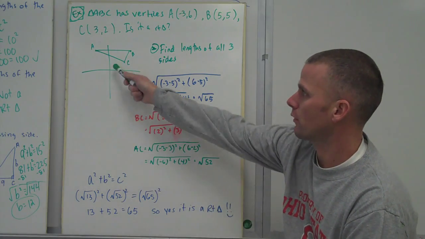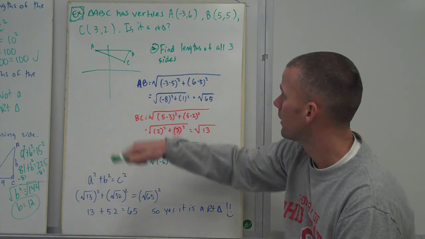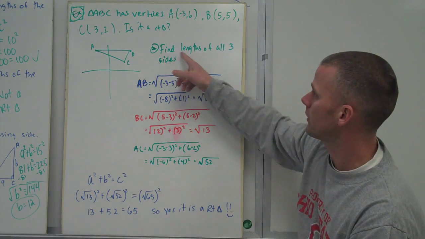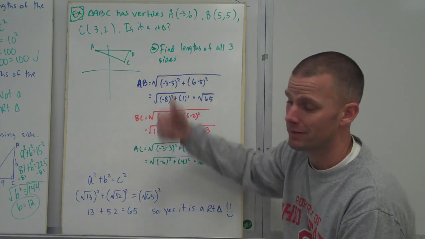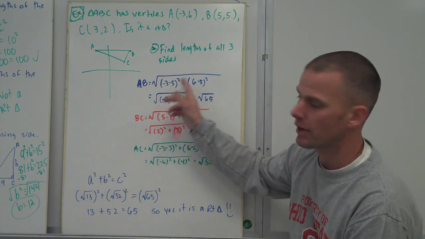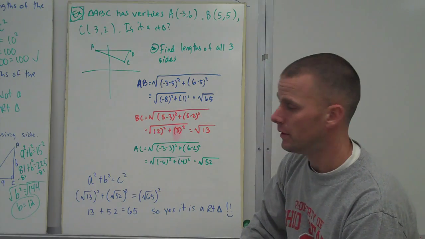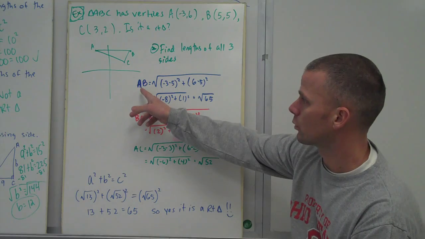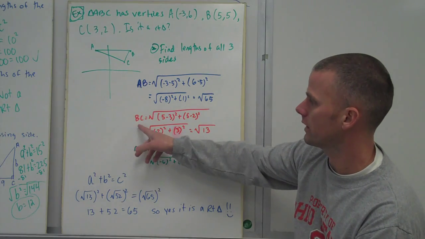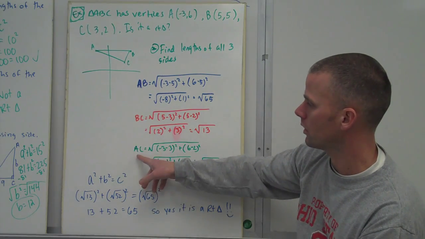Triangle ABC has vertices at (-3, 6), (5, 5), and (3, 2). The big question is, is that triangle going to be a right triangle? So I drew a little sketch over here, just kind of rough sketched it out. The key thing is going to be to find the lengths of all 3 sides. And if we're on the coordinate plane and you have to find the lengths of 3 sides of the triangle, you know that means we're going to have to use the distance formula. So you can see we've done some work here, found the length of AB, the lengths of sides BC as well as AC.